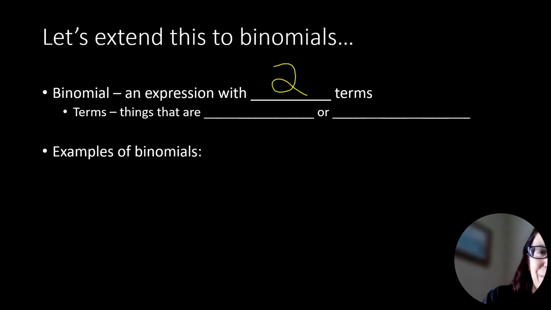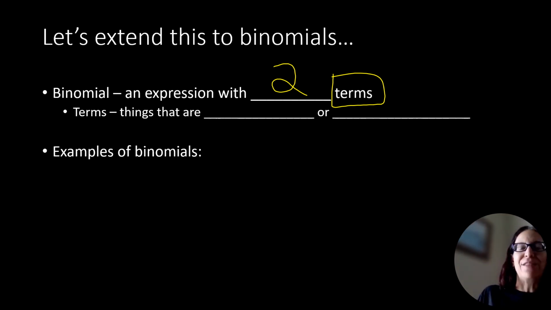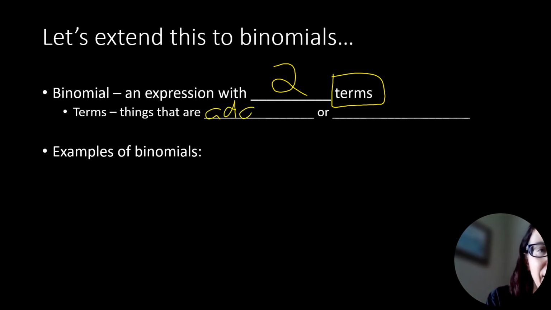And then what seems to happen a lot in math is I can define binomial as an expression with two terms, and then we now have another vocab word in there. Do we know what terms are? Great, a binomial has two of them. What are they? It doesn't do any good to know that a binomial has two terms if we're not sure what terms are. If factors are things that are multiplied, terms are things that are added or subtracted.